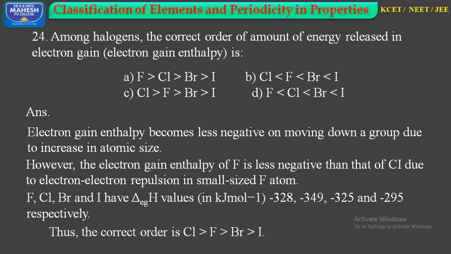Thus, the correct order is chlorine with the value 349, the highest, fluorine with 328 second, bromine with 325 third, and the least value for iodine at 295, in the decreasing order. So option C is the right answer.